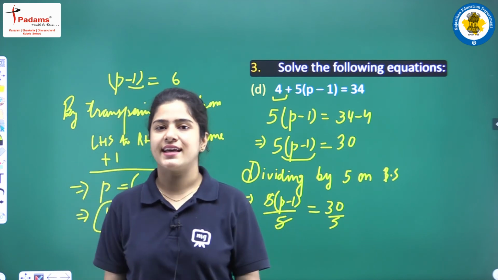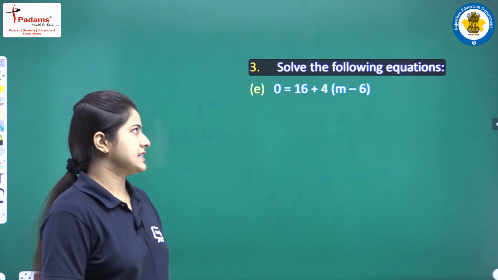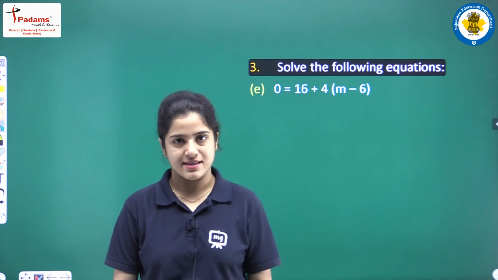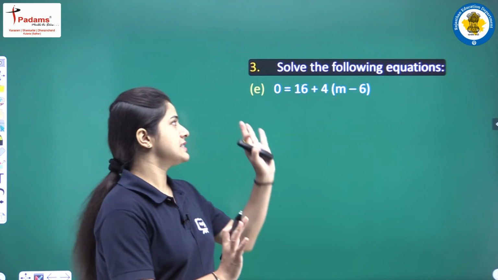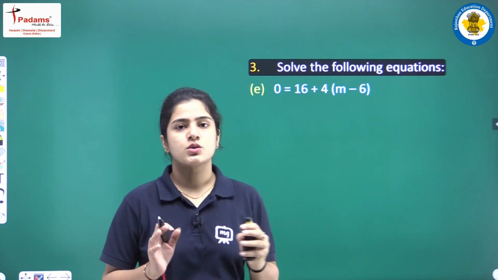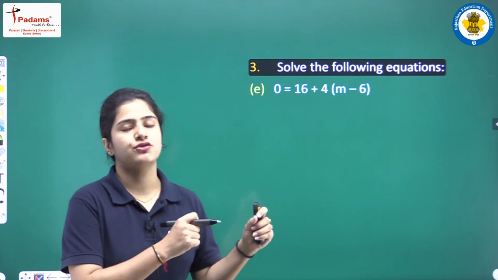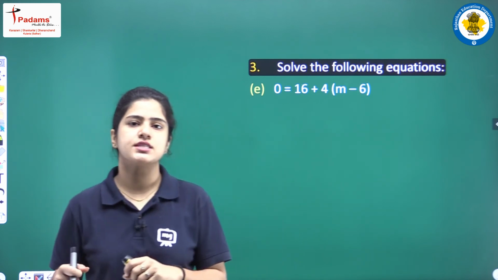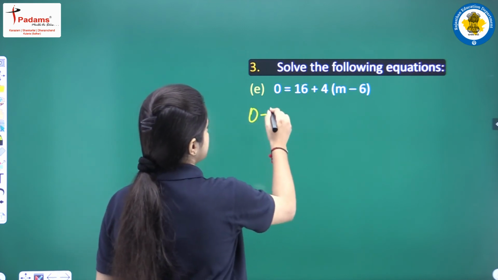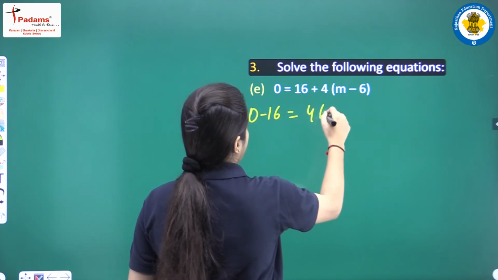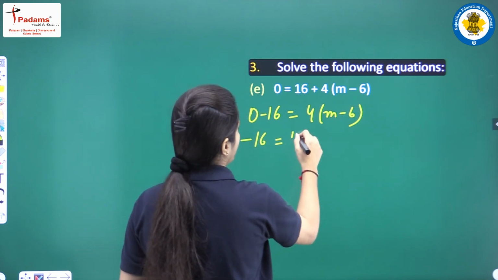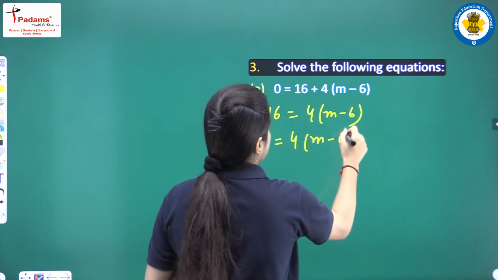Having a look at another question, part E, 0 is equal to 16 plus 4m minus 6. Have a look students, this 16 is in addition with the complete thing, okay. So if we have to shift this 16 from the right hand side to the left hand side, it will become minus 16, okay students. So 0 minus 16 is equal to 4m minus 6, right. So this is minus 16 is equal to 4m minus 6.